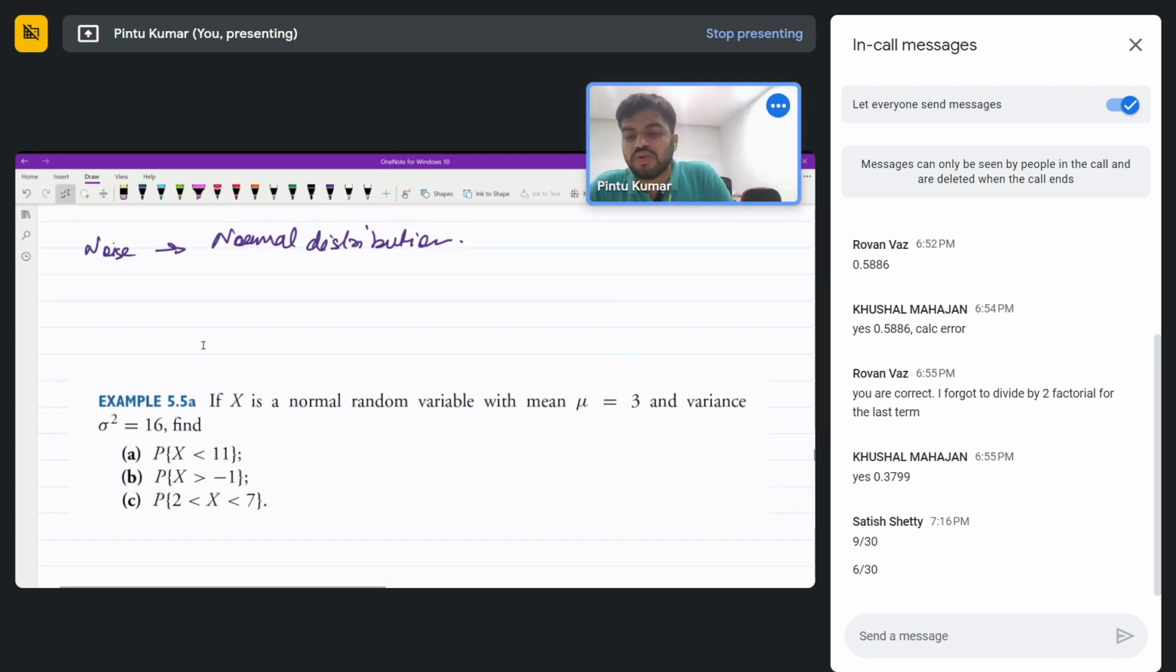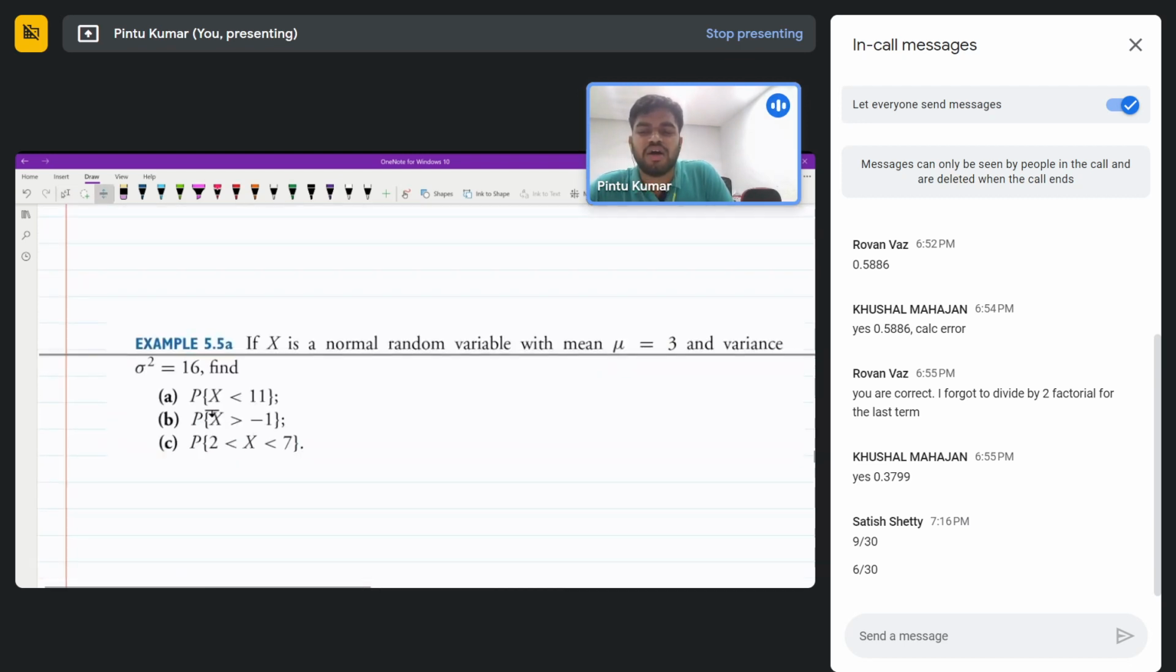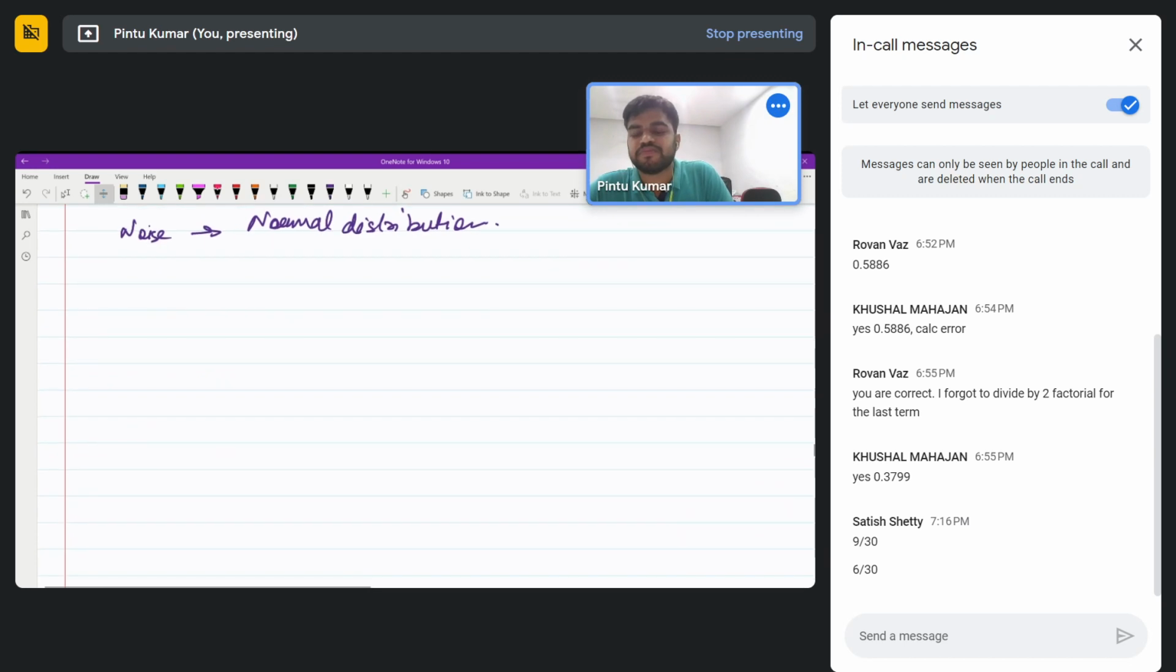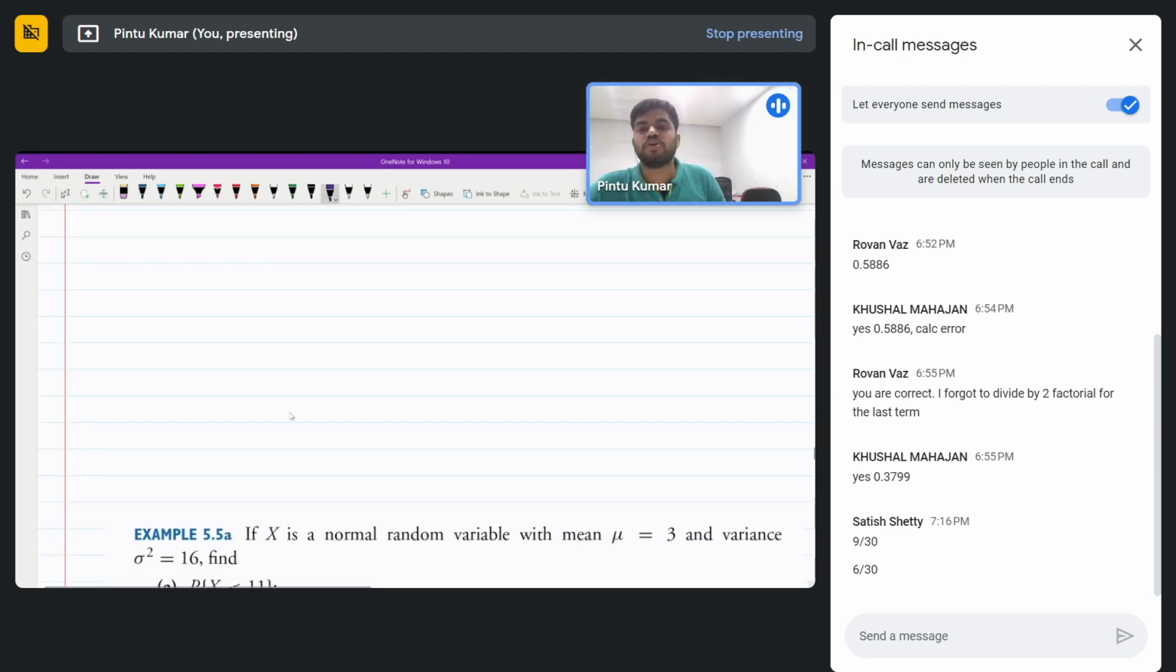There is one more very small thing that I want to mention with respect to normal distribution. If the value of mu is 0 and your standard deviation is 1, that kind of normal distribution is known as standard normal distribution.